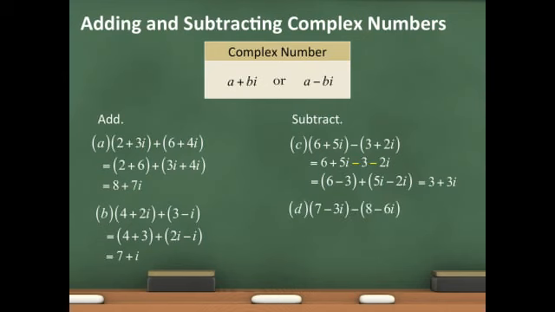In part D, we have the complex number 7 minus 3i minus the complex number 8 minus 6i. Again, we need to distribute the minus sign in front of the second complex number. This will change the second complex number to minus 8 plus 6i. Now we group the terms accordingly. Next we subtract. This will give us negative 1 plus 3i.